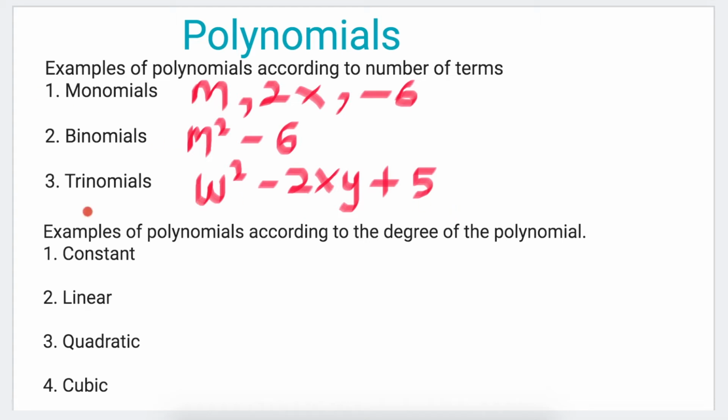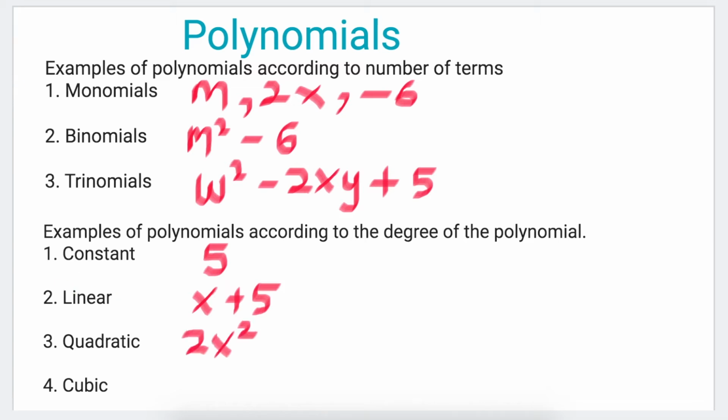Another way that we can classify polynomials is by the degree of the polynomial. Degree means the highest exponent that's in the polynomial. So the first group is constant, which is just a number. If you see a number like 5, those are constants. The next group is linear, so x plus 5. The x here has an exponent of 1. That's why it's called linear.